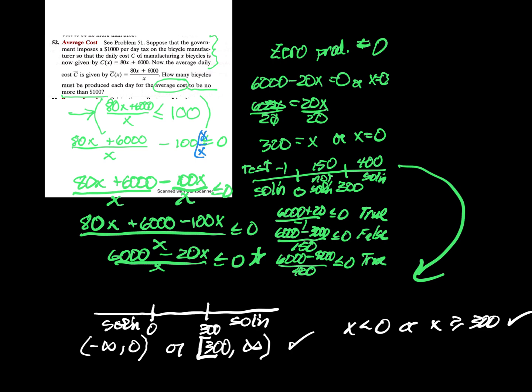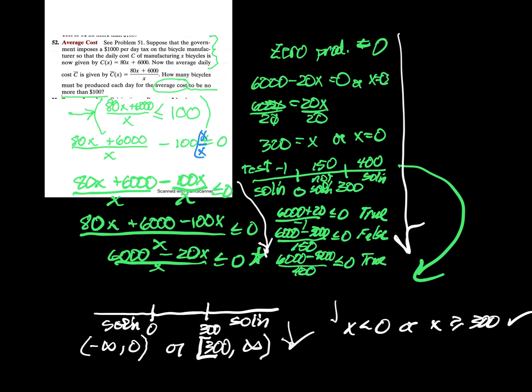Now, to summarize, we ended up having a rational inequality. We proceeded to solve that rational inequality using our typical zero product property method, which works for all quadratics and rational equations and inequalities. At that point, then, we wrote our answer in inequality notation here and interval notation here. You need to be able to recognize both.